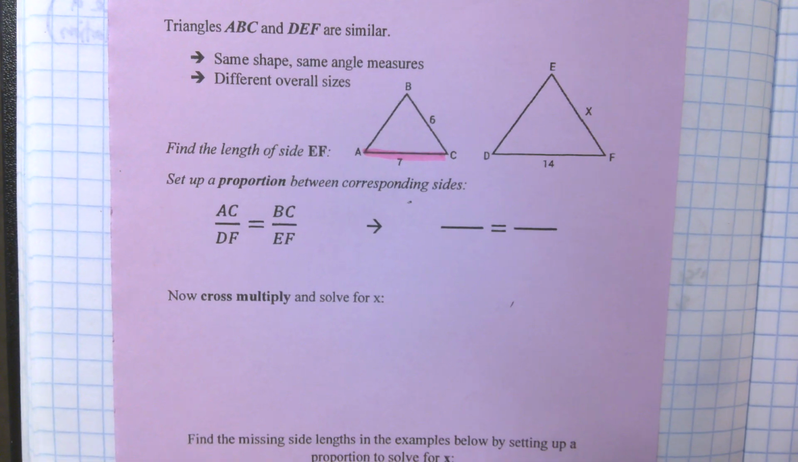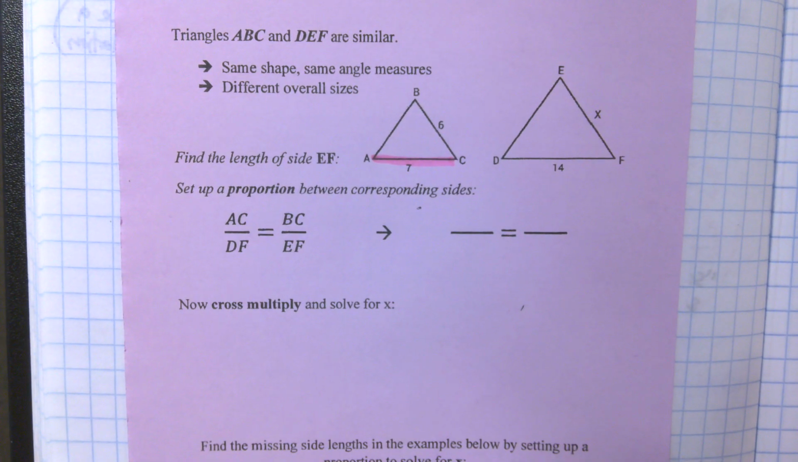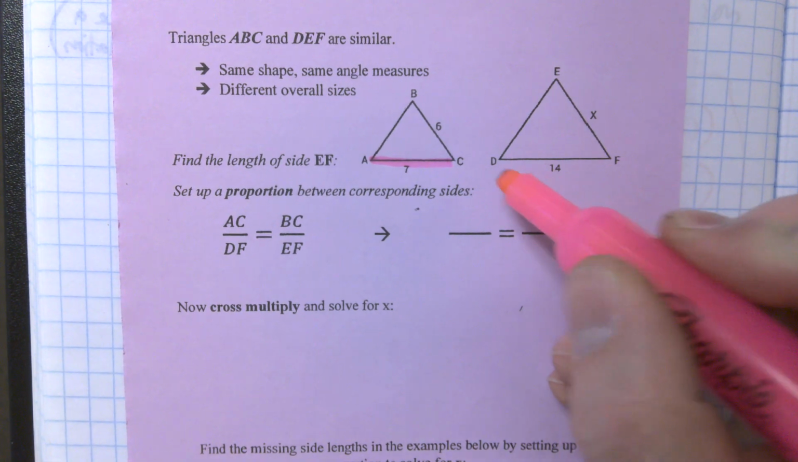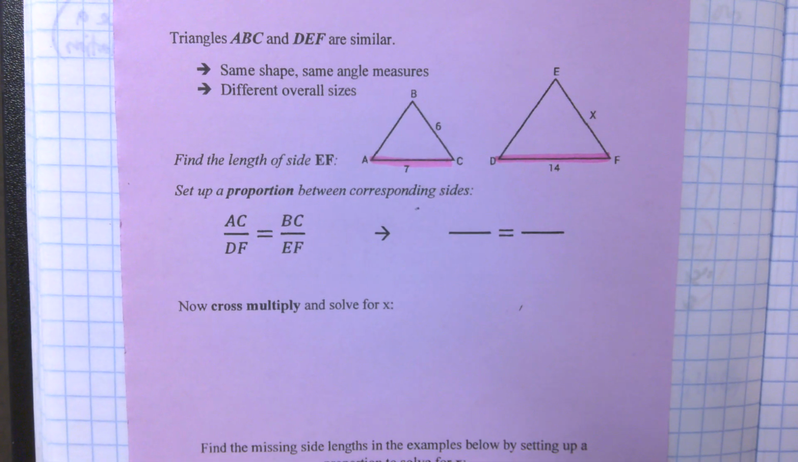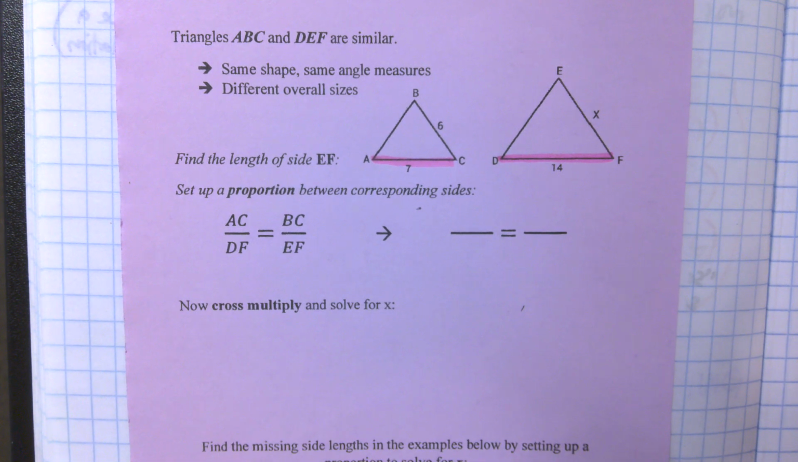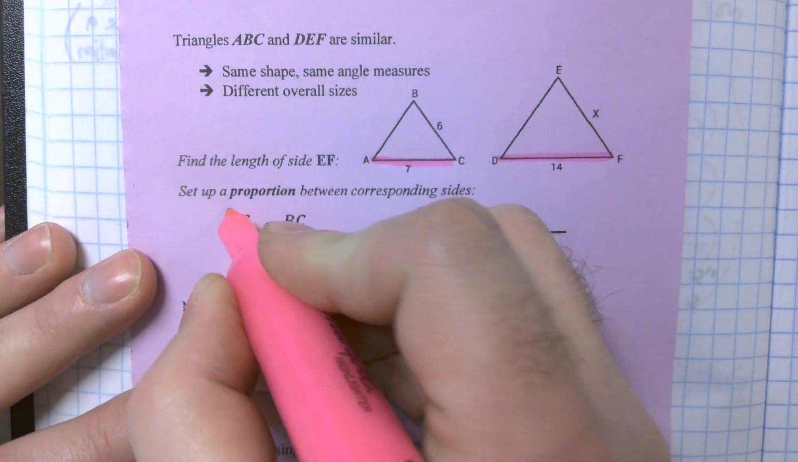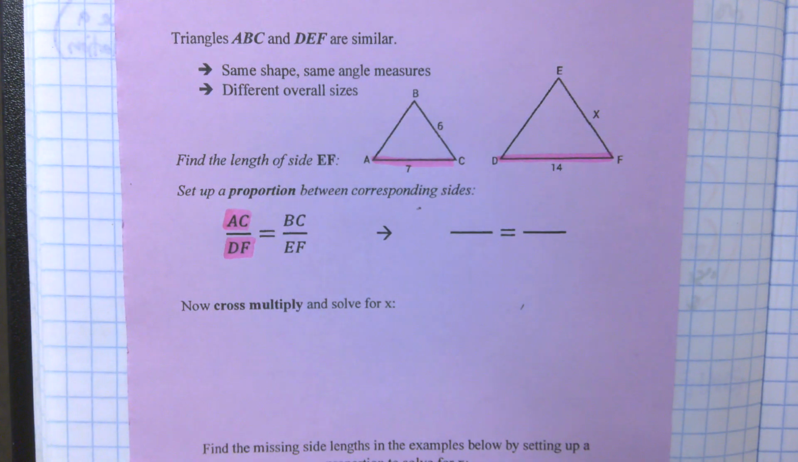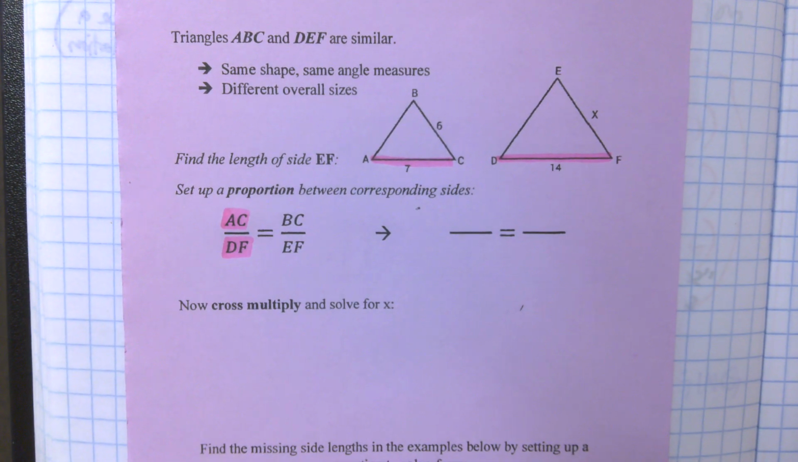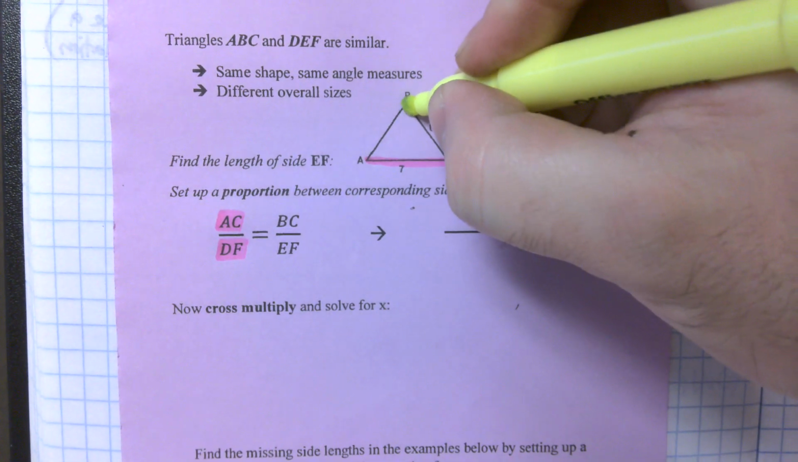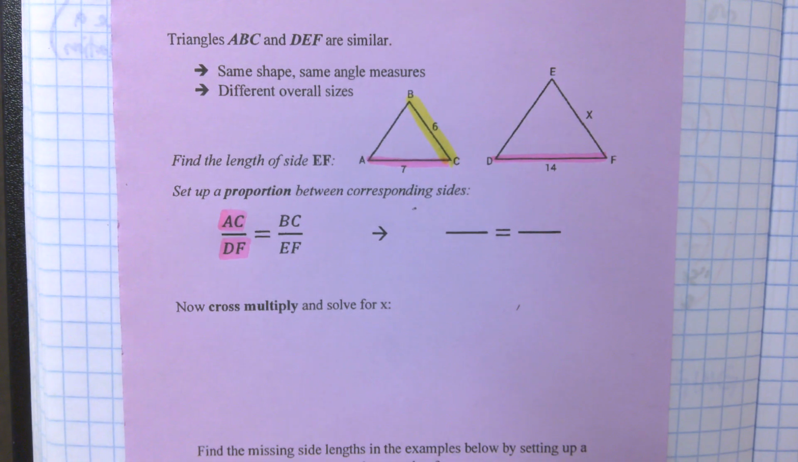What corresponding side do I have on my big triangle? What's in the same spot as AC? DF. You guys see how they're in the same spot? They're both on the bottom. What other side length do we know in my small triangle? BC. What's the corresponding side in my big triangle? EF.